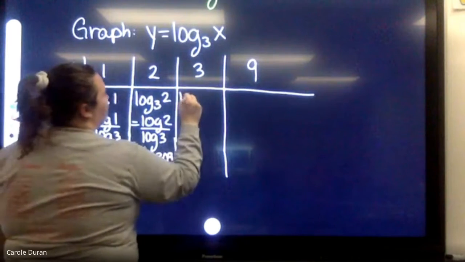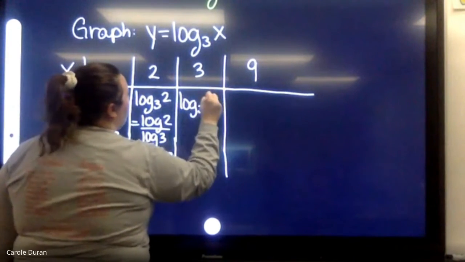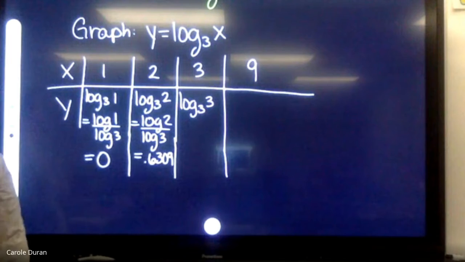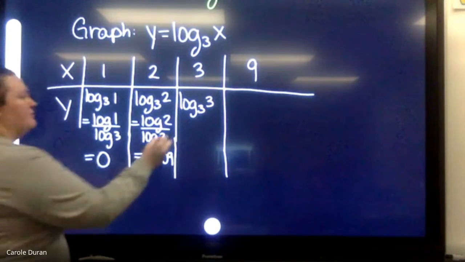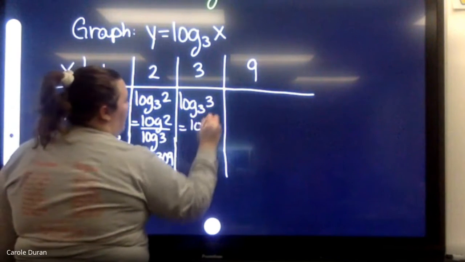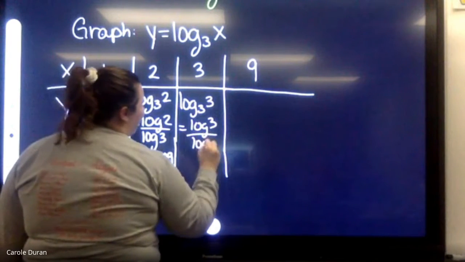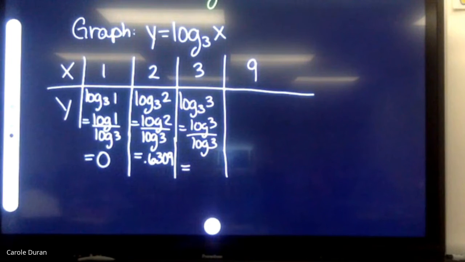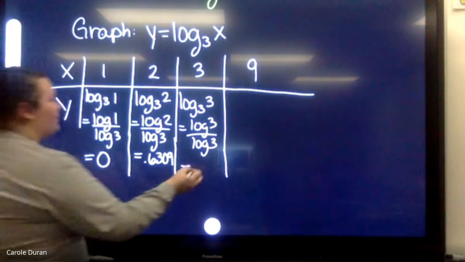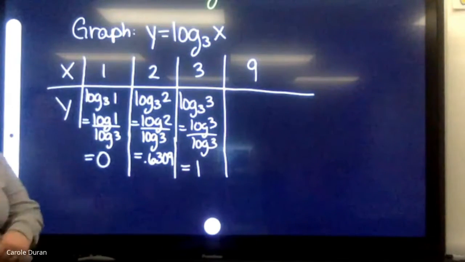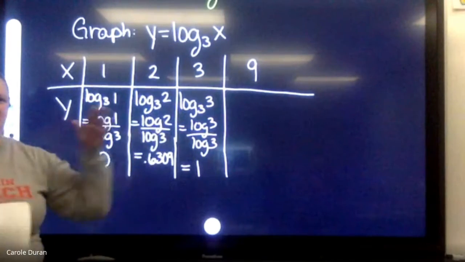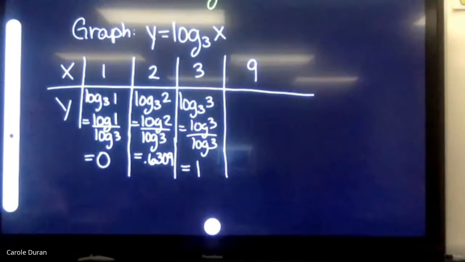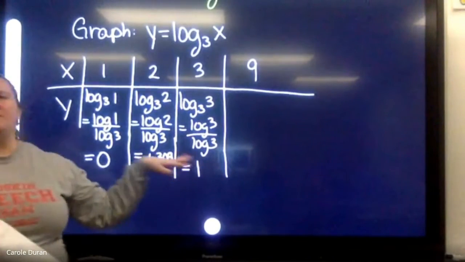3. This becomes log base 3 of 3. When I solve this, it's the same as log of 3 over log of my base 3, which is going to equal what? 1. Because 3 to the 1 equals 3. Also, the top and bottom are identical, so they cancel each other out. So I know what's happening close to 0.